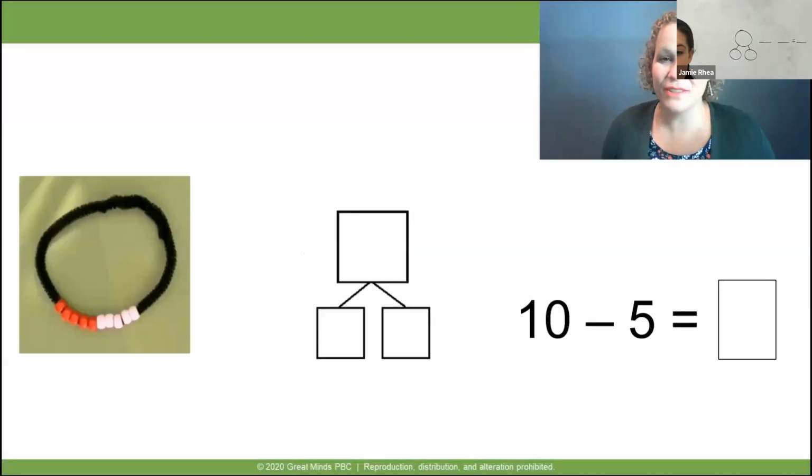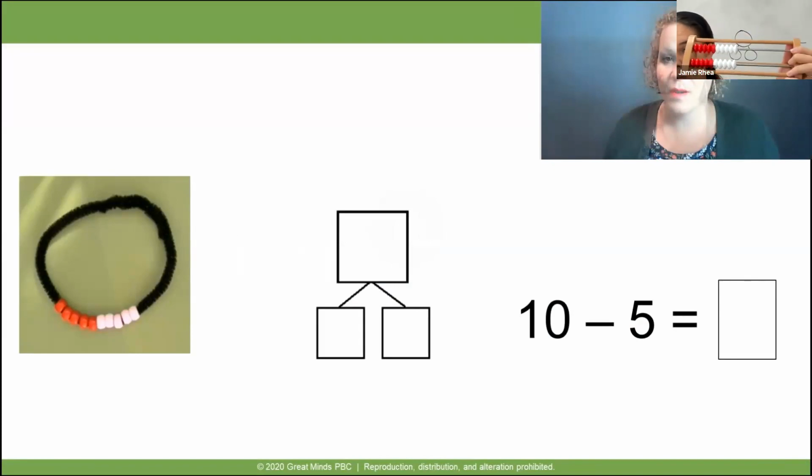Okay, so remember to solve 10 minus 5 using your Rek and Rek bracelet, a number bond, and a number sentence. So let's pause it and let's look at our Rek and Rek bracelet. Okay, well, Rek and Rek. I'm just going to use the top ones because how many are on a Rek and Rek? We have how many white? And how many red? We have 5 of each. So we have 10 altogether. Now we want to do 10 minus 5.